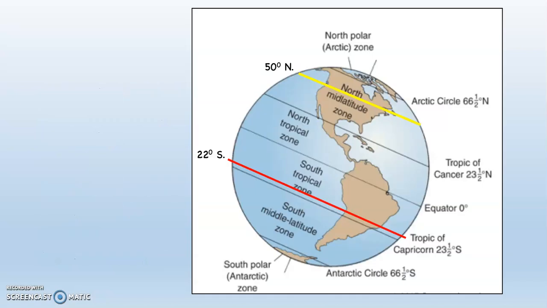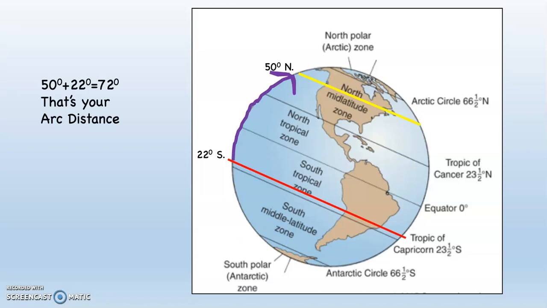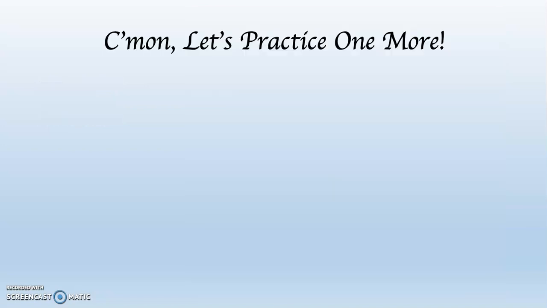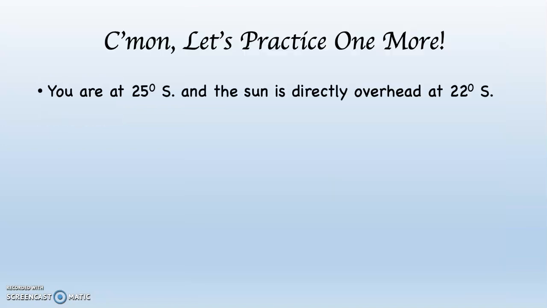Take a look. 50 degrees north, 22 degrees south on this diagram. Now you can see the purple arrow is indicating your arc distance. 50 plus 22 is 72. That's your arc distance. Excellent. Come on, let's practice one more.